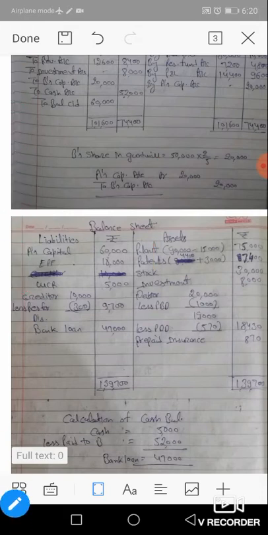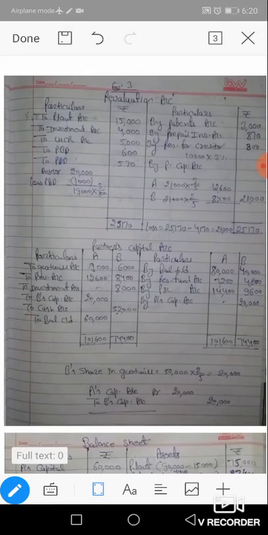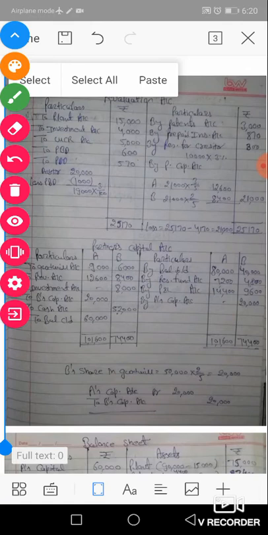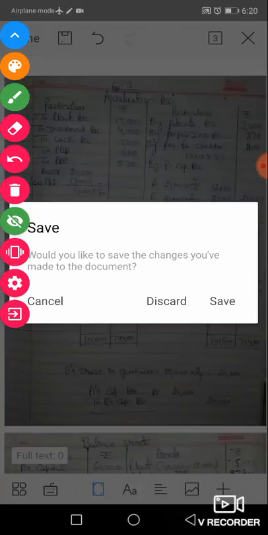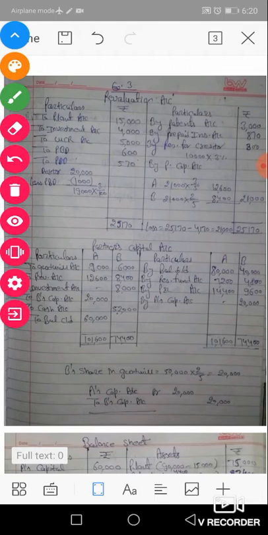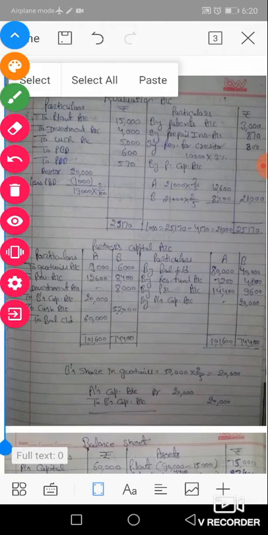First of all, the revaluation account. Second is the partners' capital account, and third is our balance sheet. Okay, these three statements are prepared by us.